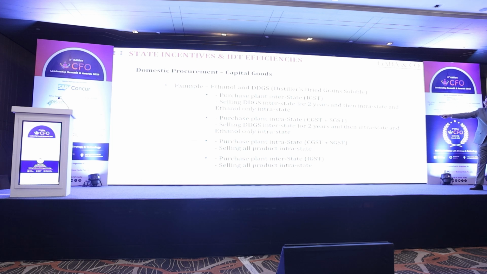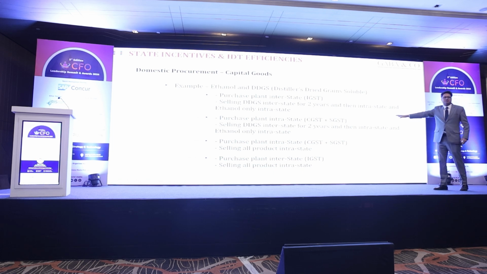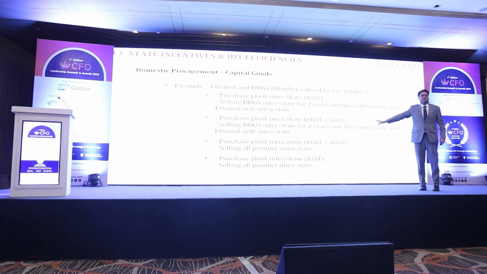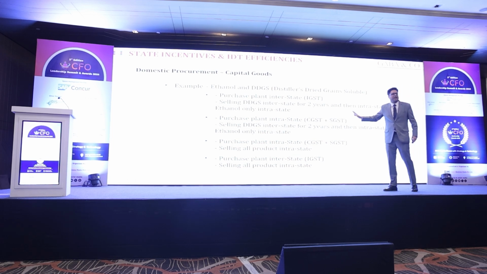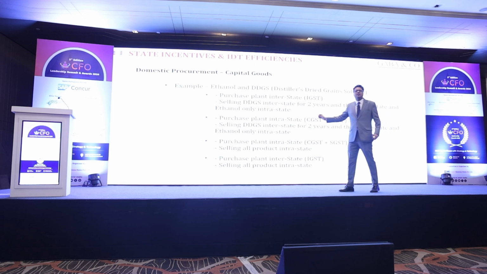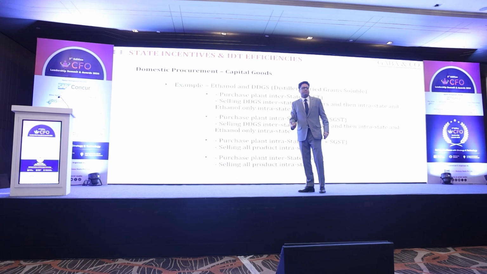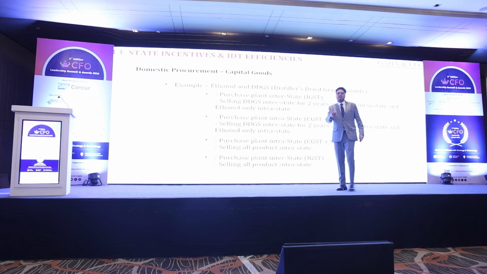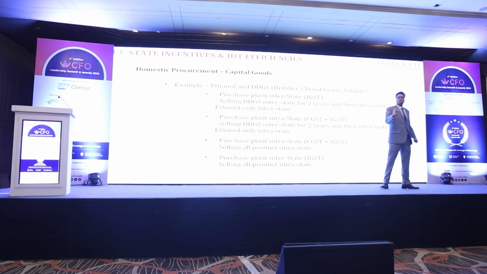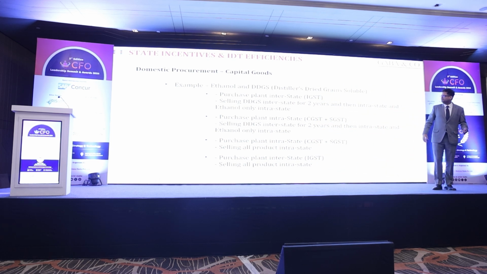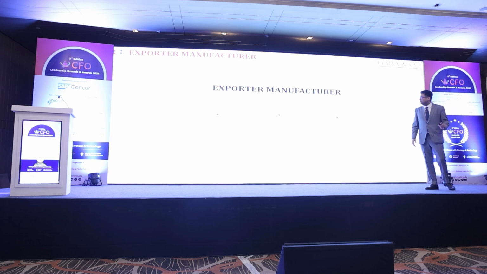Purchase plant intrastate and sell all products intrastate. Purchase plant interstate and sell all products intrastate. So doing this exercise, we got to know that the 4th option is the best. We are getting 6 to 8 crores of extra incentive just by doing this mathematical exercise. And it costs you nothing. It costs you a negligible amount of doing this exercise. It just takes 2-3 minutes.